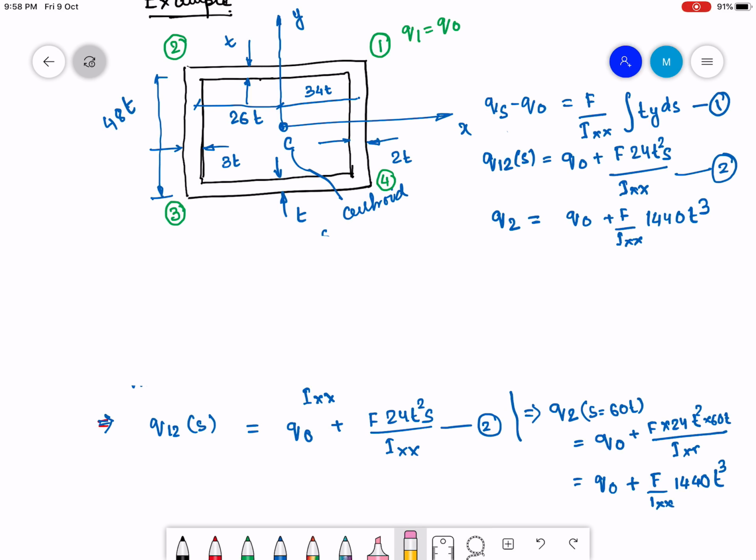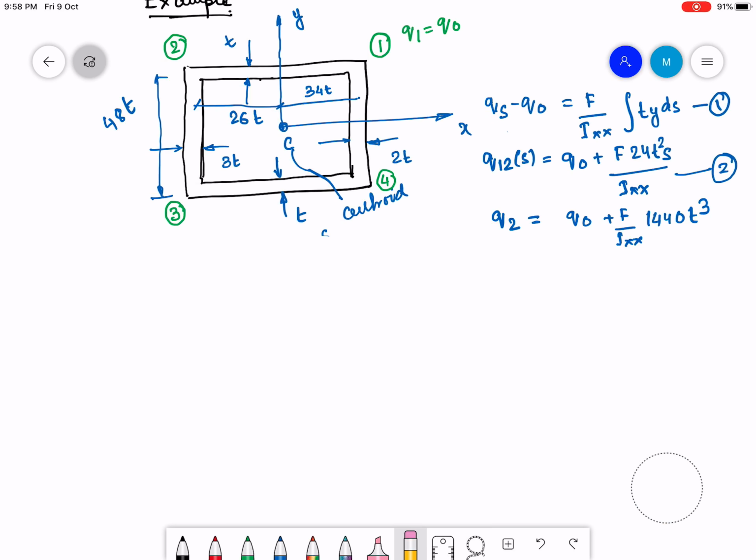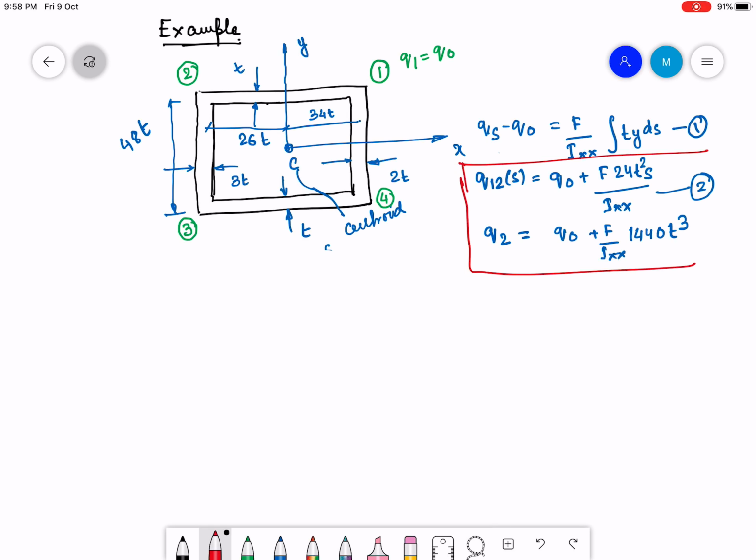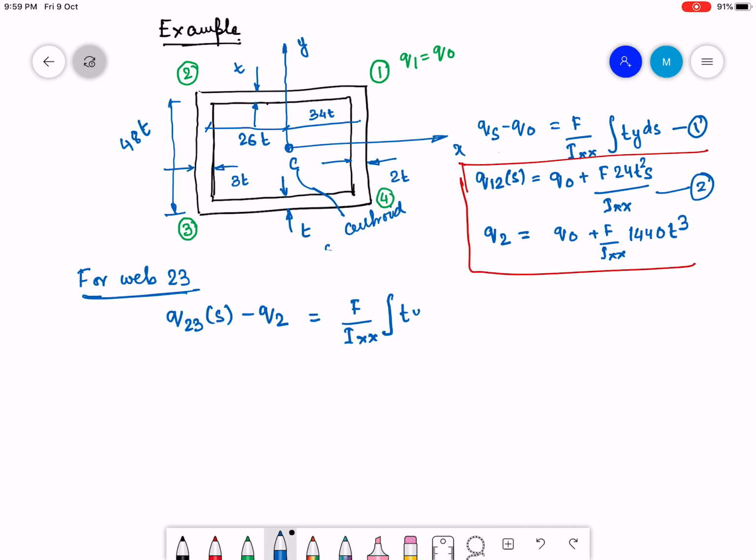So I can erase this off further. So this part is done. So this entirely makes an expression. Okay, so now let me find out for the next, for web 2 3. Let me see. So it is going to be q23s minus q2 is going to be f by Ixx and t into y ds.